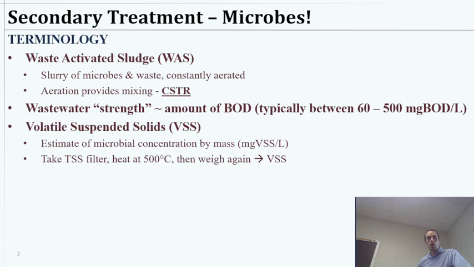So aeration, I mentioned, is really going to provide enough mixing such that it's pretty much a CSTR whenever we're dealing with a tank like that. Our wastewater strength, as we would call it, if you ever work with people in the field, they'll talk about the strength of it. It's kind of like how strong was the coffee, how concentrated is that wastewater, and so a typical high strength would be up near 500 milligrams of BOD per liter. So we're measuring that in BOD per liter.